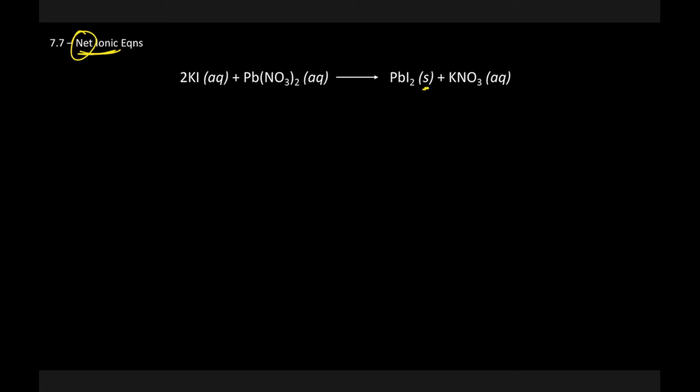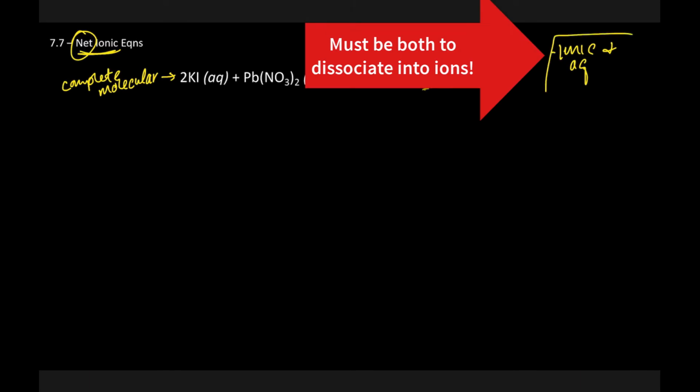So let's run through this one as a practice, and then we'll do that skill builder together. This equation here would be called our complete molecular, where all of our compounds are written out with their complete correct formulas and balanced. Now we are going to figure out how to write the complete ionic. We're going to have to ask ourselves a couple of questions: is it ionic, and is it aqueous? If it is ionic and aqueous, that means we're going to dissociate it.